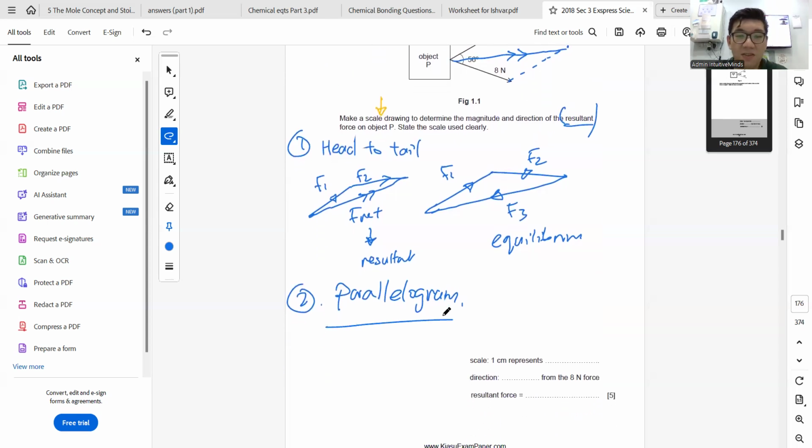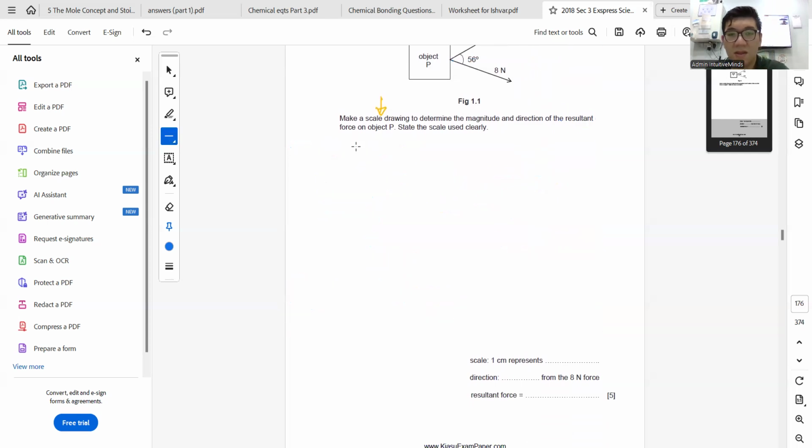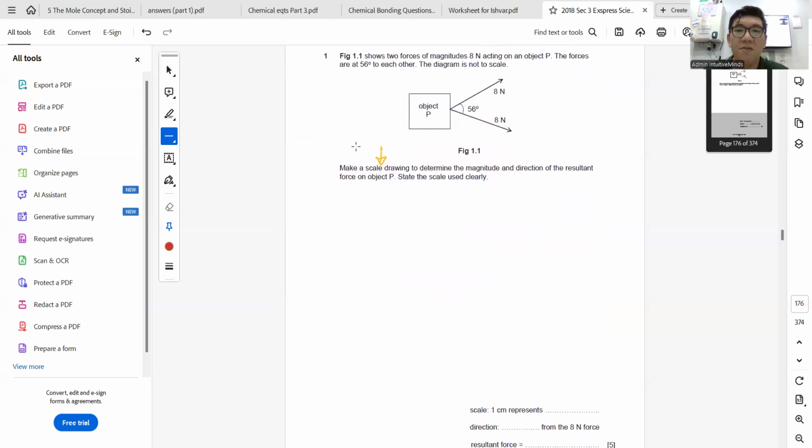Okay, so we're going to work with this. Let's erase everything and get started. The first thing you want to do is decide on a scale. The scale should be, if you've got 8 Newton here, something that's comfortable. I think 1 cm to 8 Newton is comfortable because you'll be drawing an 8 cm line, and you should try that in your paper.